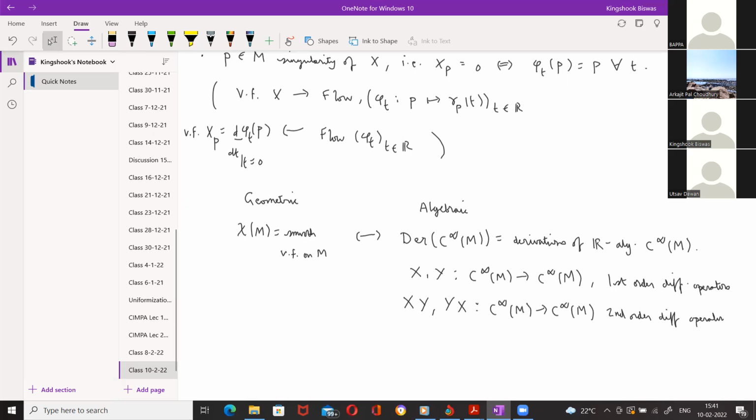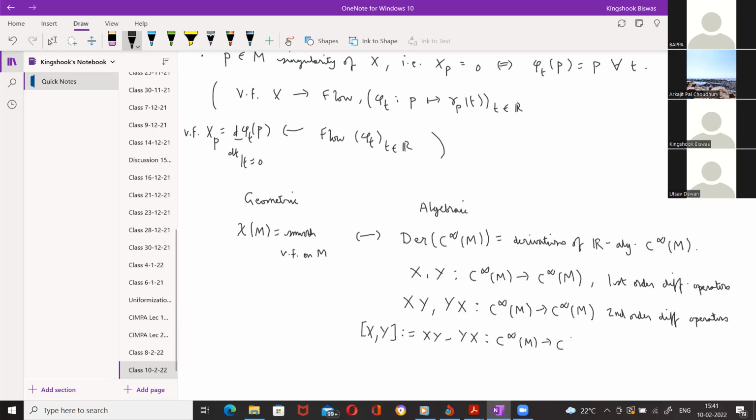That's a second order differential operator. Or if I compose ∂/∂xi with ∂/∂xj, then what will I get? I'll get ∂²/∂xi∂xj. That's a second order differential operator. Okay? But something very nice happens if I take the bracket of X and Y. So this is defined to be XY minus YX, from C infinity of M to C infinity of N.